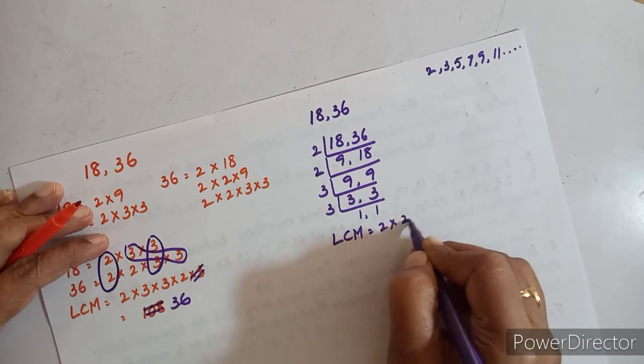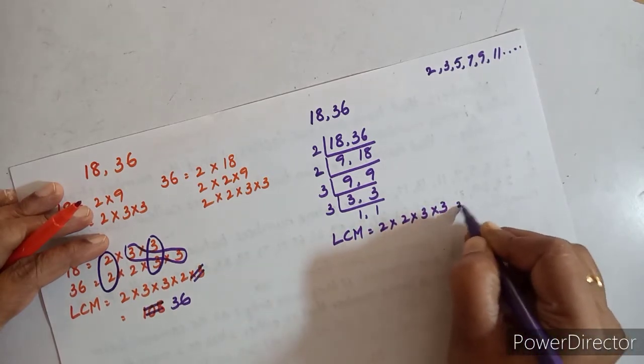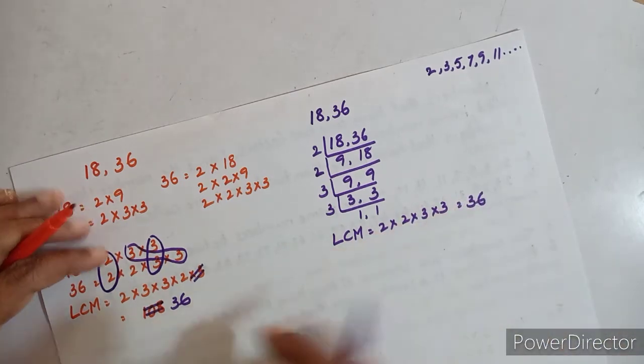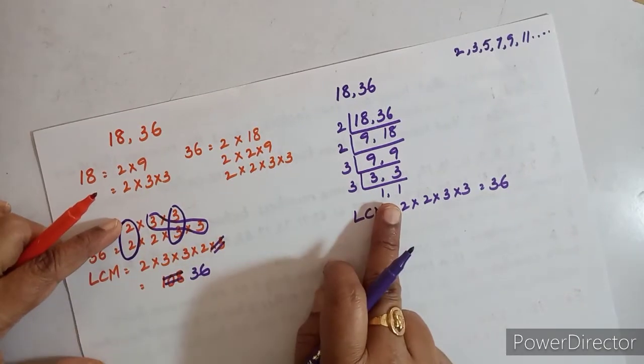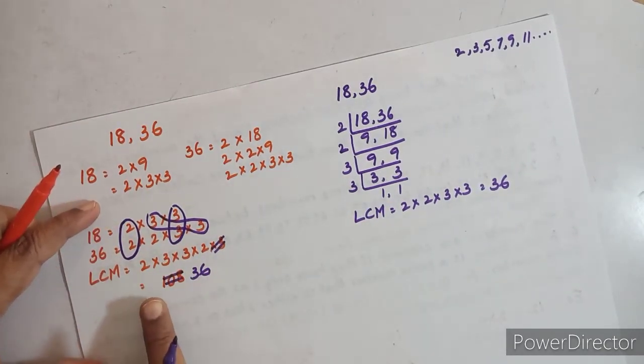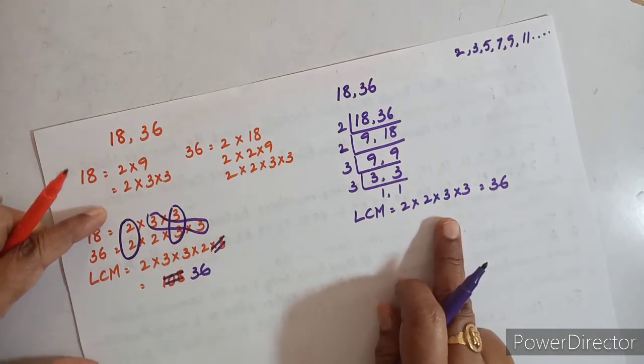2 into 2 into 3 into 3. So what is the LCM? 2 2s are 4, 4 3s are 12, 12 3s are 36. Whichever method you follow, the answer is not going to change, whether it may be the prime factorization method or the short division method.